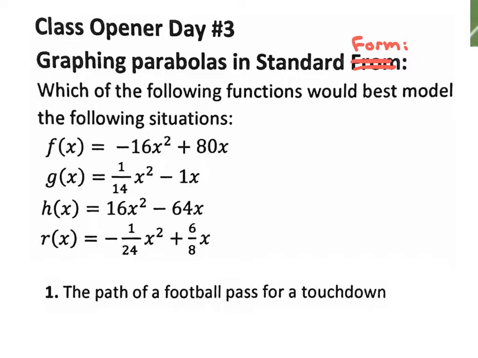They're all parabolas. And what I would like you to do is think about those parabolas and see which parabola would best model the given situation. And the first situation that we're looking at is the path of a football pass for a touchdown. Okay, so I'm gonna pause it, give you guys a couple of minutes to copy down those four functions, and then I want to give you a couple more minutes for you to talk to a partner and find out which model, which function, h of x, g of x, r of x, or f of x, which one would give you the best model for the path of a football pass for a touchdown.